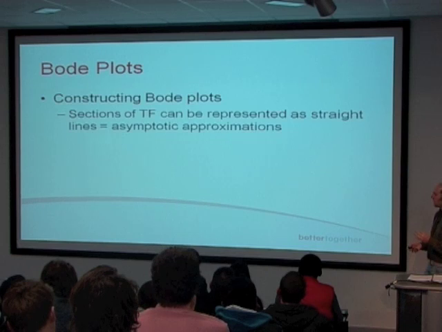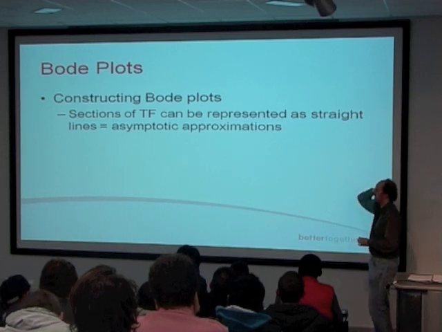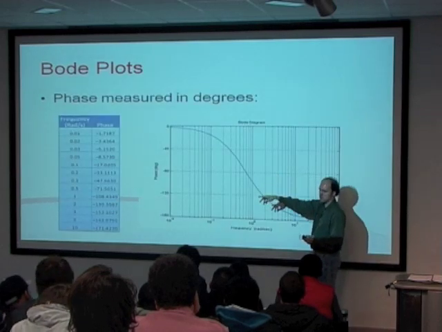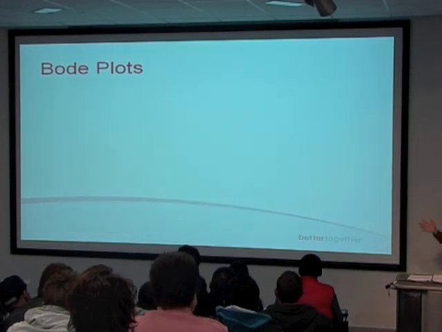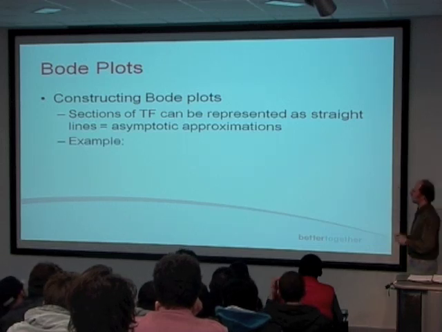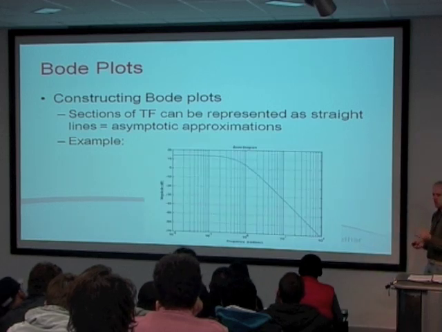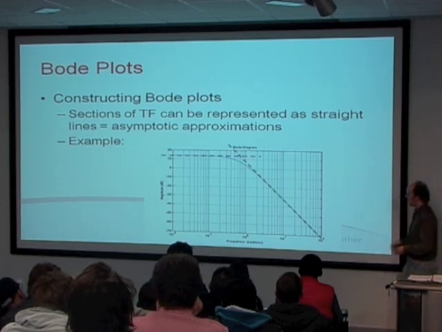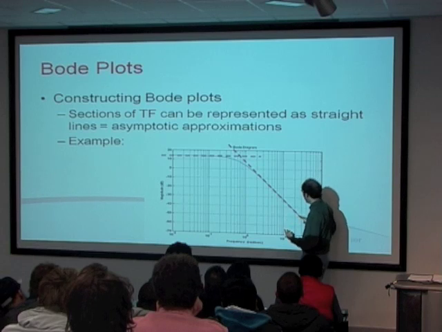Now, when you're constructing a Bode plot, okay, the sections of the transfer function can be represented as straight lines or asymptotic approximations. So getting the table of results is one way of doing it. Okay, the other way of doing it is to look at the transfer function and look at what makes up that transfer function. Okay, and we can then draw a Bode plot from these what's called asymptotic approximations. And so, with this example, I could have just looked at the transfer function and I could have drawn straight lines that are associated with that transfer function. And so that would automatically have given me what it is going to look like, okay?